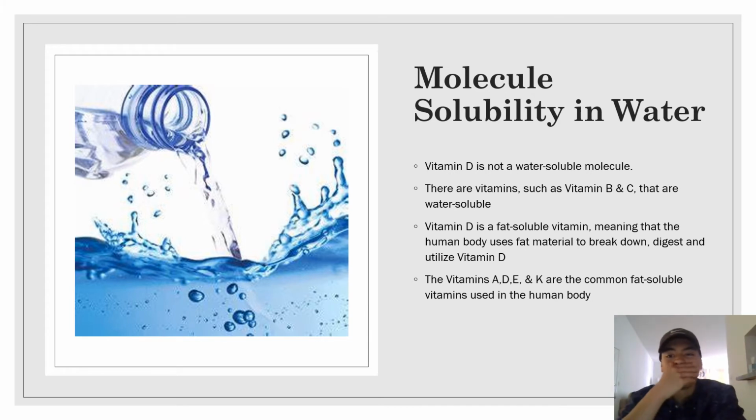Vitamin D is not a water-soluble molecule. There are vitamins such as vitamin B and C that are water-soluble. Vitamin D is a fat-soluble vitamin, meaning that the human body uses fat material to break down, digest, and utilize vitamin D. Vitamins A, D, E, and K are the common fat-soluble vitamins used in the body.